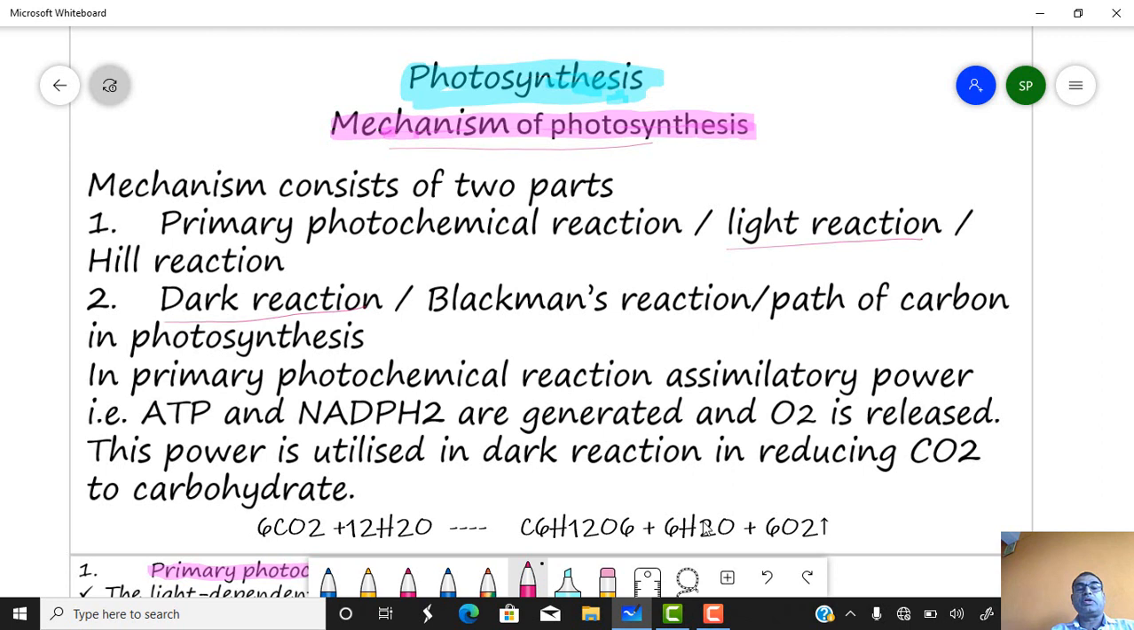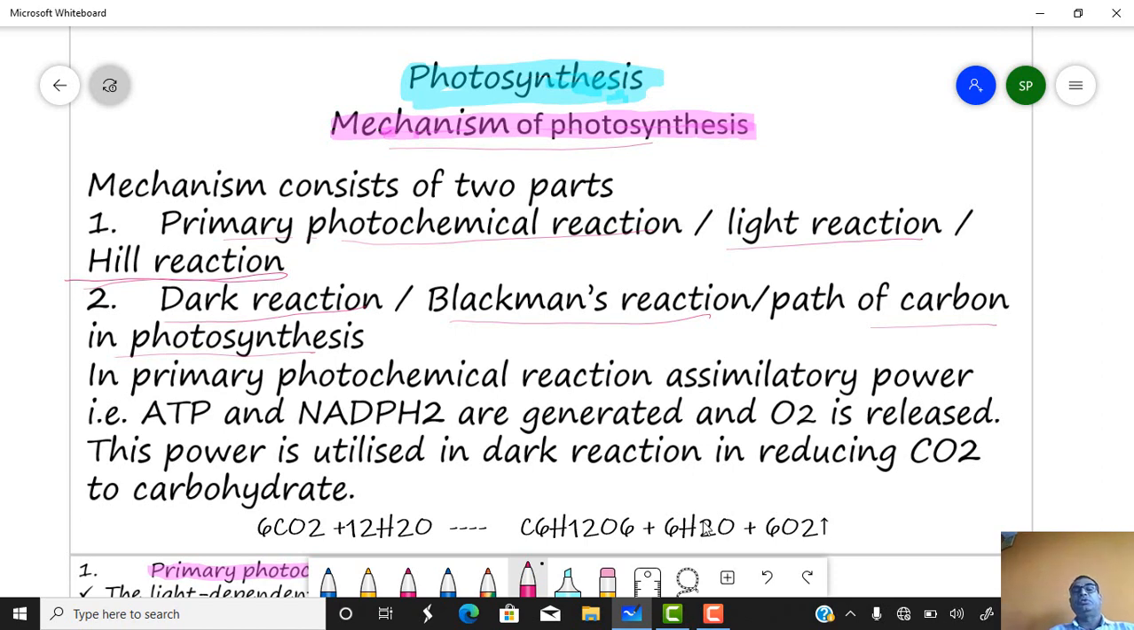Light reaction is also called a primary photochemical reaction, while dark reaction is called Blackman's reaction. This one is also called the path of carbon in photosynthesis, while the light reaction, the primary photochemical reaction, is also called the Hill reaction.